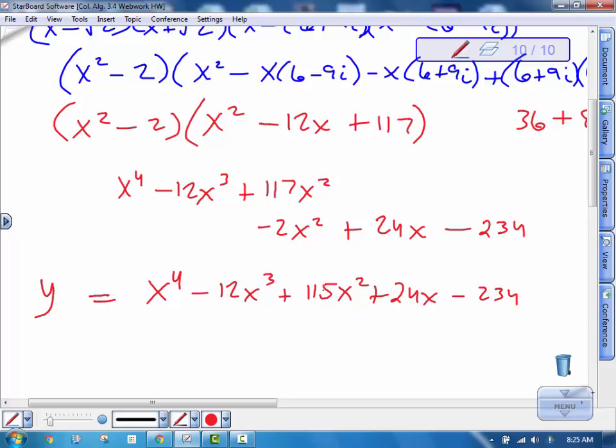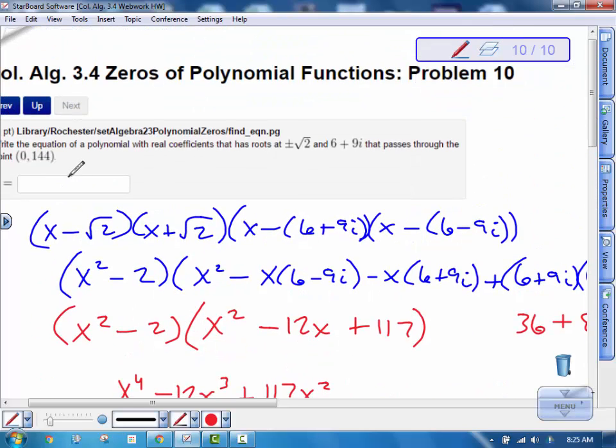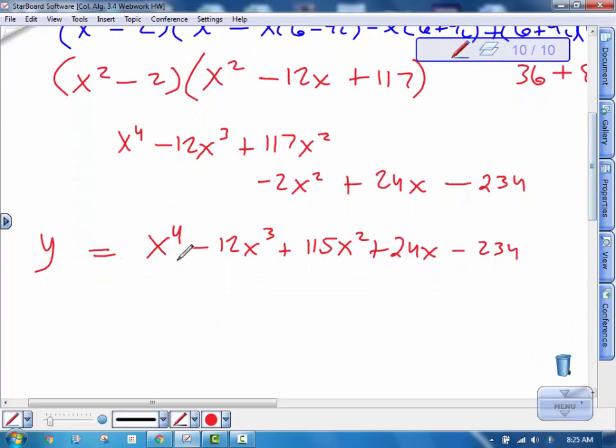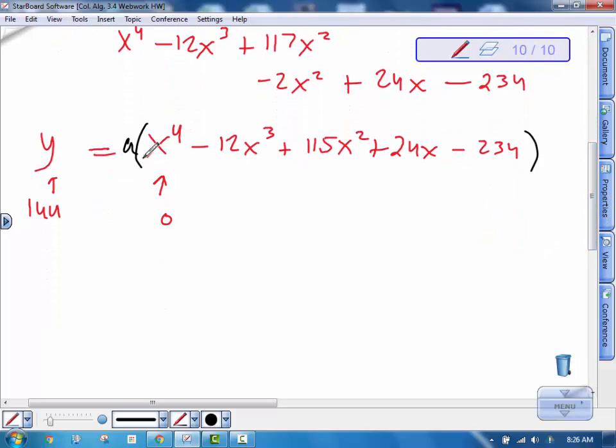Now that's my polynomial right there, fourth degree, but it did say it has to go through this point, (0, 144). So unfortunately I'm going to have to stick in 0 for x and 144 for y and find out how I need to adjust my a term in the front of this thing. So let's go ahead and do that. That'll be 144 equals a times, all these get canceled off, plug in a 0 for x and you just get negative 234. And divide both sides by negative 234 and a equals negative 8 over 13 as a reduced fraction. So that goes right in front here.